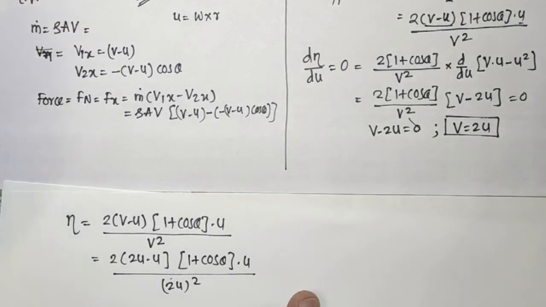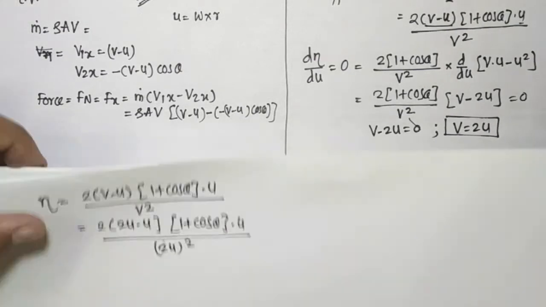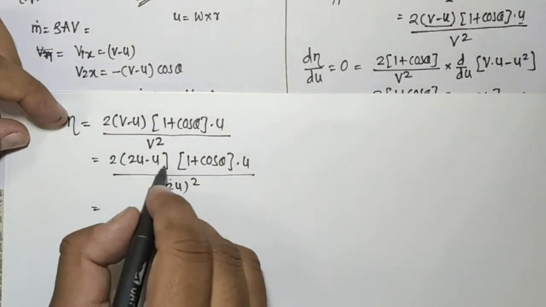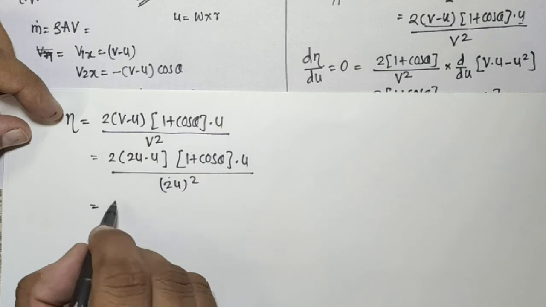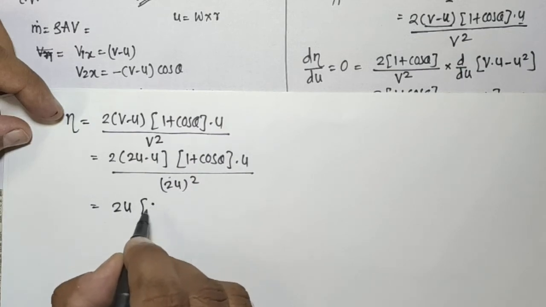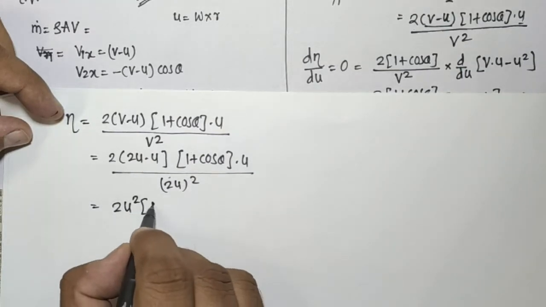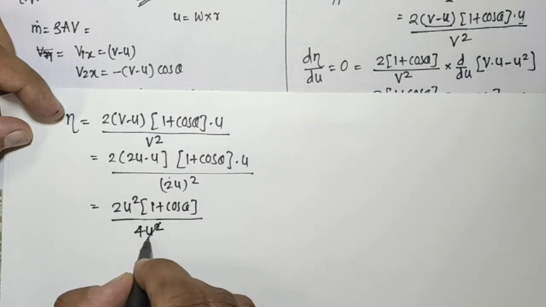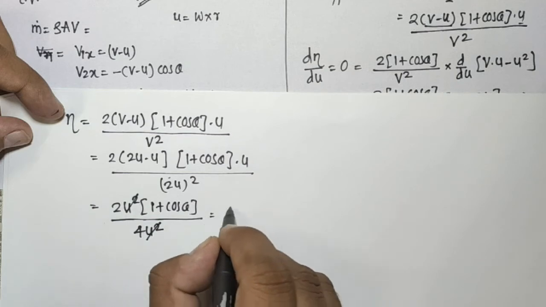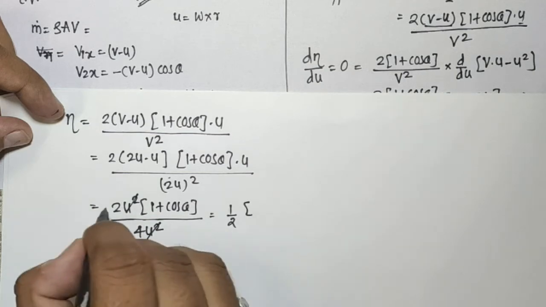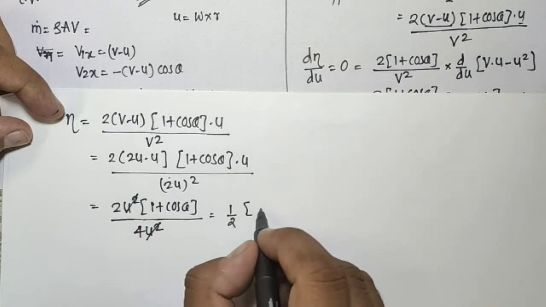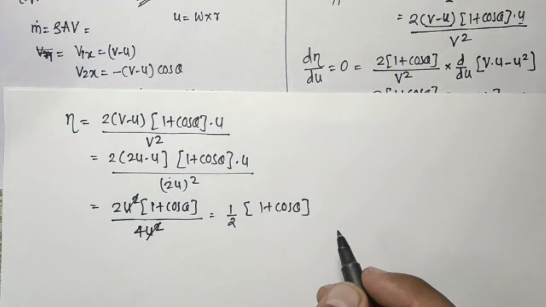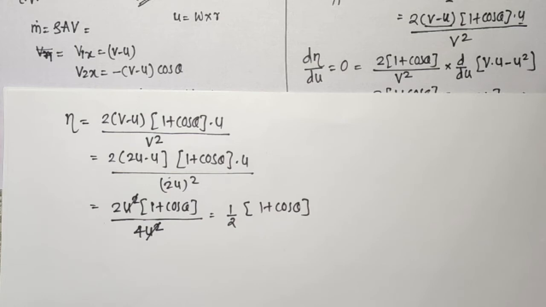So what you will get is nothing but 2u minus u is nothing but u, into 2u into this u is nothing but 2u square (1 plus cos theta) divided by 4u square. So this u square gets cancelled out, and you will have 2 by 4, which is 1 by 2, (1 plus cos theta). So this is all about the force exerted on a curved vane.